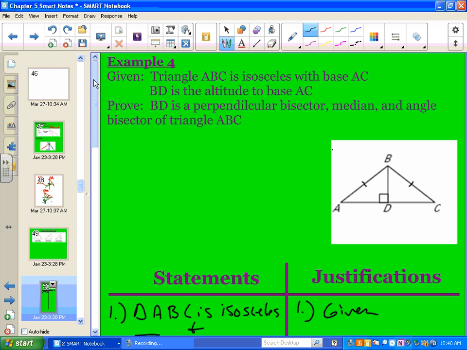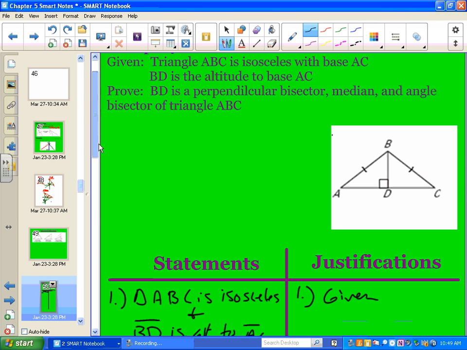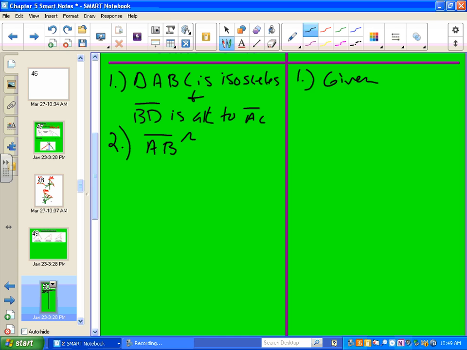So, since ABC is isosceles, what else do we know? Keegan. What else do we know? Lauren. Very good. AB is congruent to BC. Justification, Lauren. Definition of isosceles triangle. Good.